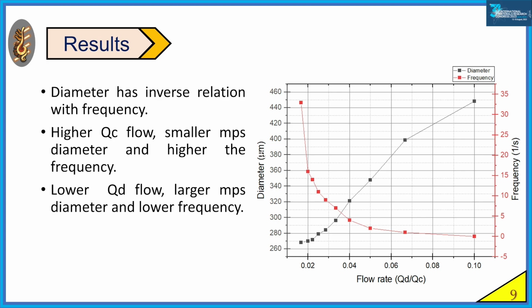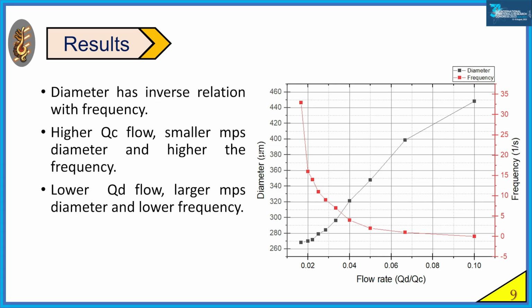Finally, the diameter of the microparticle has an inverse relation with the generation frequency. The higher the QC flow, the smaller the microparticle's diameter and the higher the generation frequency. On the other hand, the lower the QD flow, the larger the microparticle's diameter and the lower the generation frequency. This is due to the necessary amount of liquid that the dispersed phase flow must supply to reach a larger or smaller microparticle diameter.